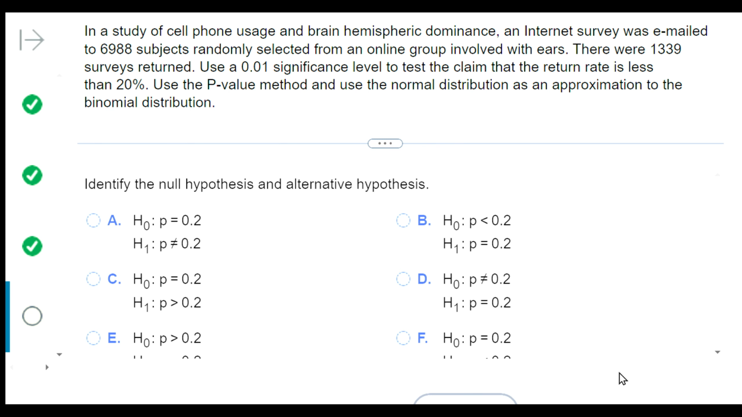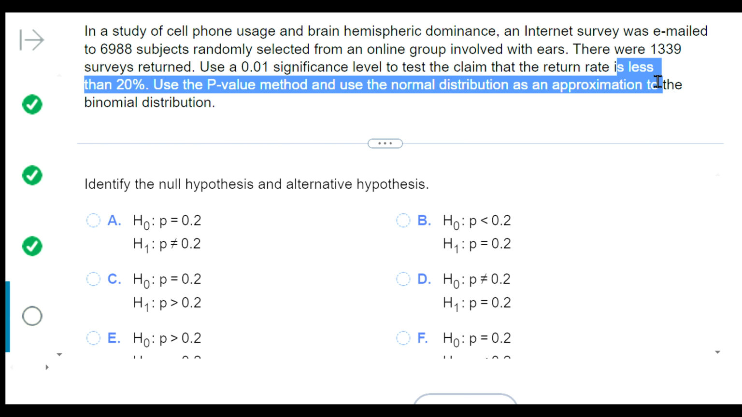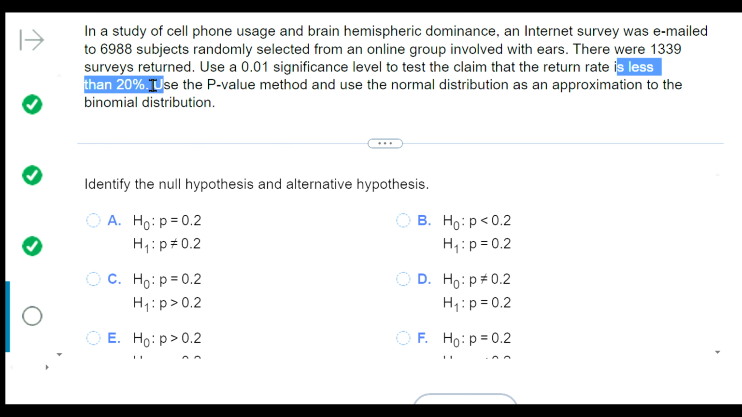All right. Question number 4. In a study of cell phone usage and brain hemispheric dominance, they emailed this many people. There was that many surveys returned. This is our significance level, and we're testing that the return rate is less than 20%.